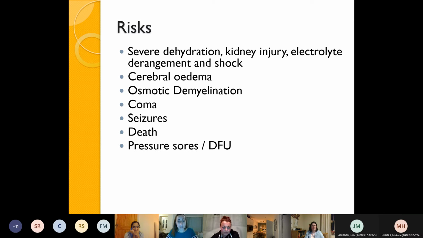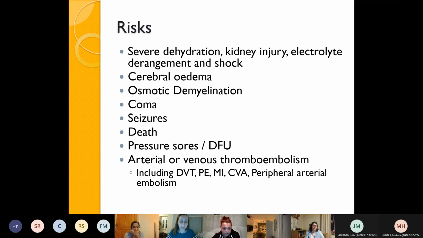The other thing is these patients, as I mentioned, are old, frail, crumbly. A lot of them will be unconscious, so they're at really high risk of pressure sores and diabetic foot ulcers. So we just need to bear that in mind as well. And they're really, really, really high risk of blood clots. So not just your DVT and PE, but things like ischemic limbs, strokes. So these patients need their dalteparin as well.